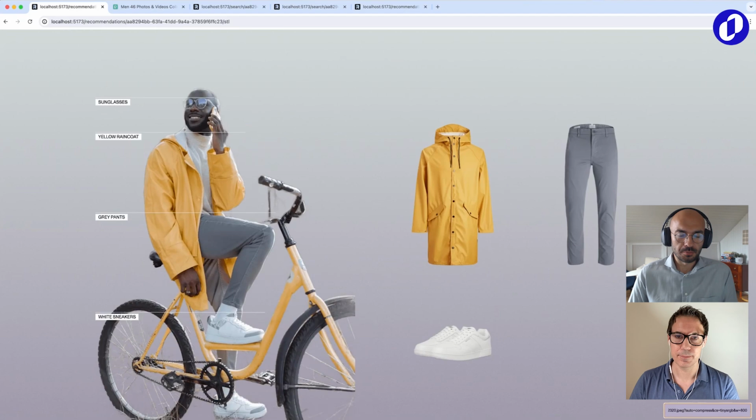Steffen, we don't see a lot of shop the look functionalities on traditional or almost any web shops. Do you have any idea why? Maybe explain this and we can have that discussion.